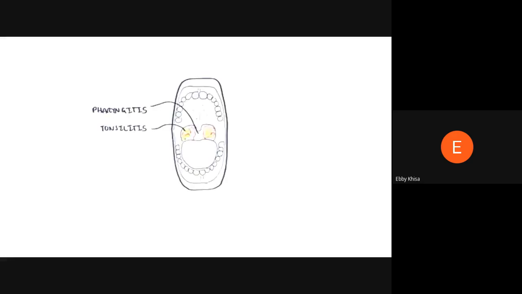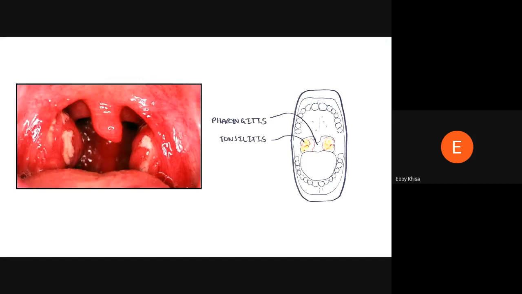Group A Streptococcus, also known as Streptococcus pyogenes, is the most common bacterial cause of acute tonsillitis. Here's a mouth with pharyngeal tonsillitis, inflammation of both the pharynx and the tonsils. Here's a photo of bacterial tonsillitis.